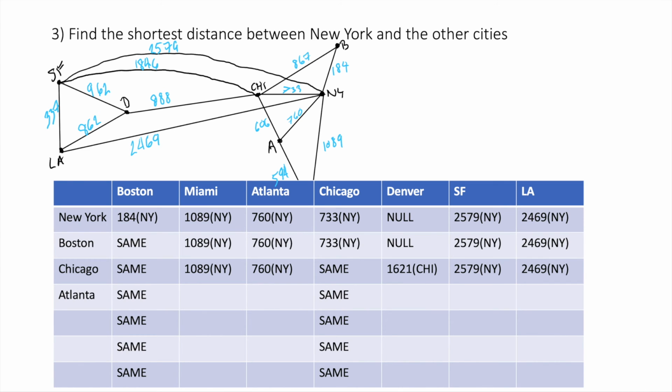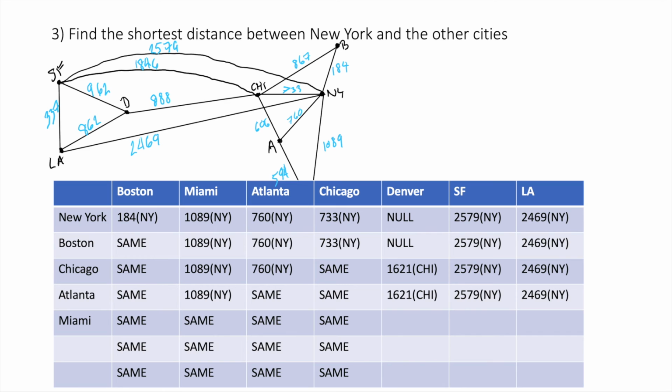Atlanta, and so Boston will stay the same, and then Atlanta will now be the same all the way down. And then to Miami, it will still be 1,089 via New York. Denver will still be 1,621 via Chicago. San Francisco will be 2,579 via New York. And LA will be 2,469 still from New York as well. So Miami, now Miami is going to be the same all the way down. And Denver will still be 1,621 from Chicago. San Francisco will be 2,579 from New York. LA will be 2,469 from New York.